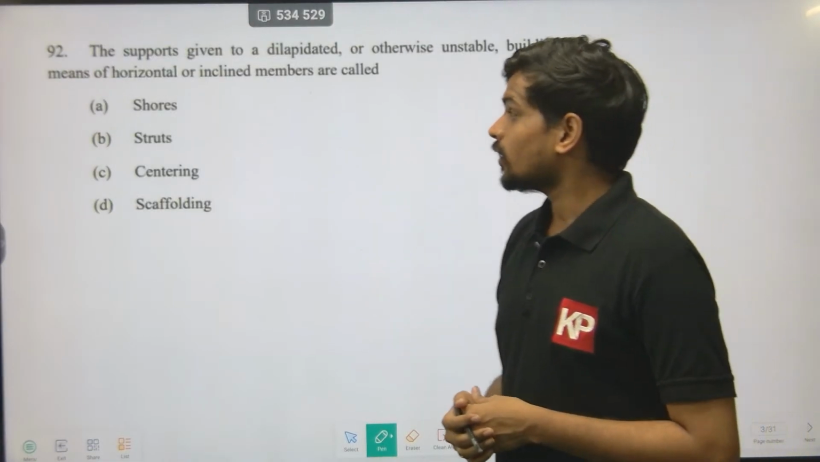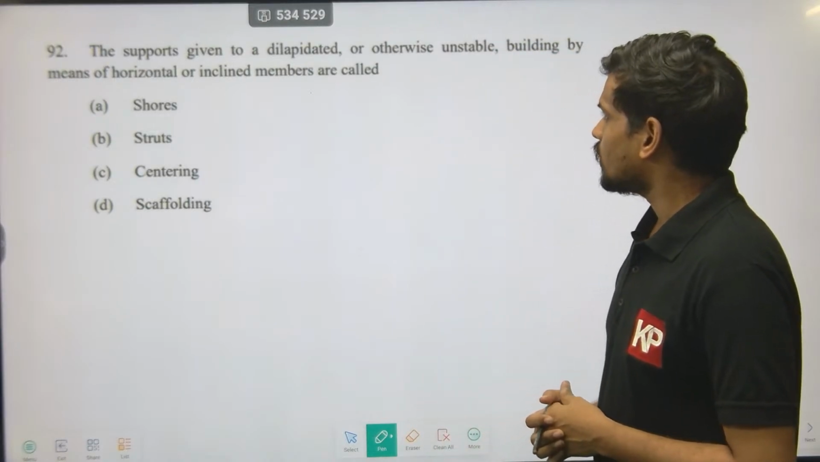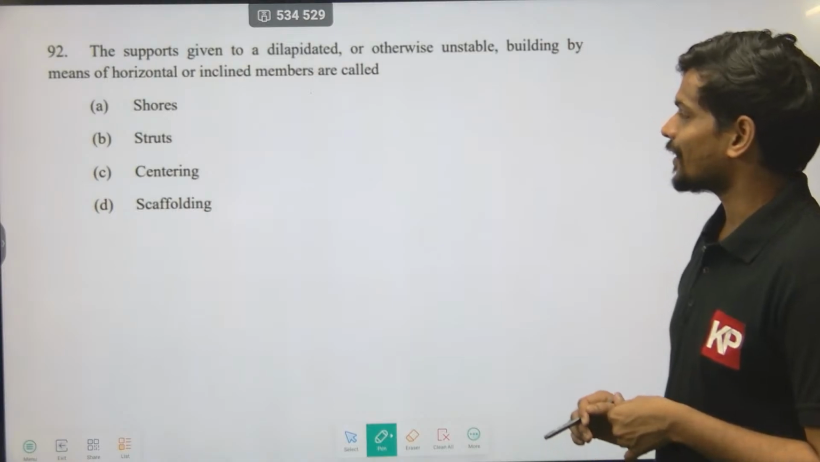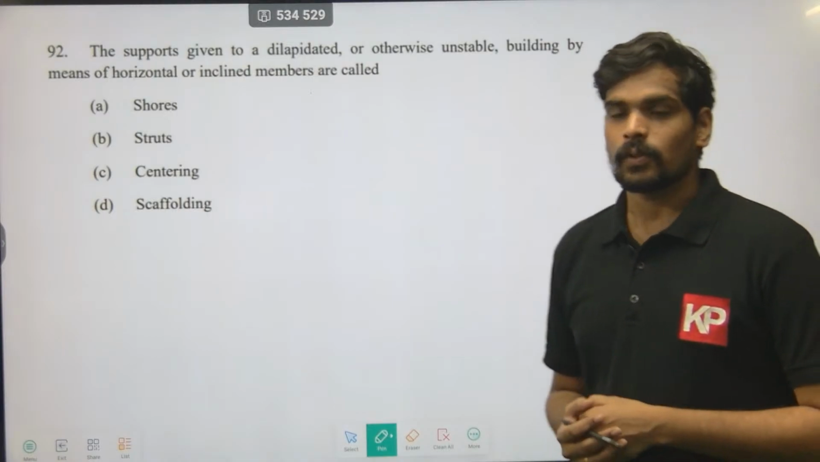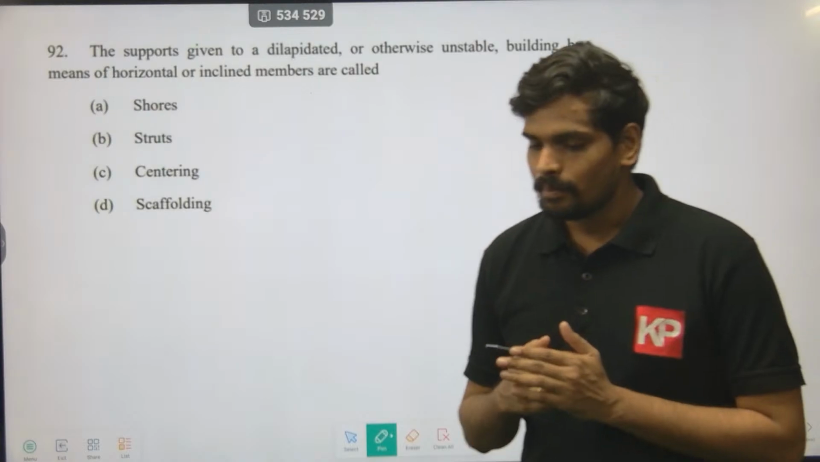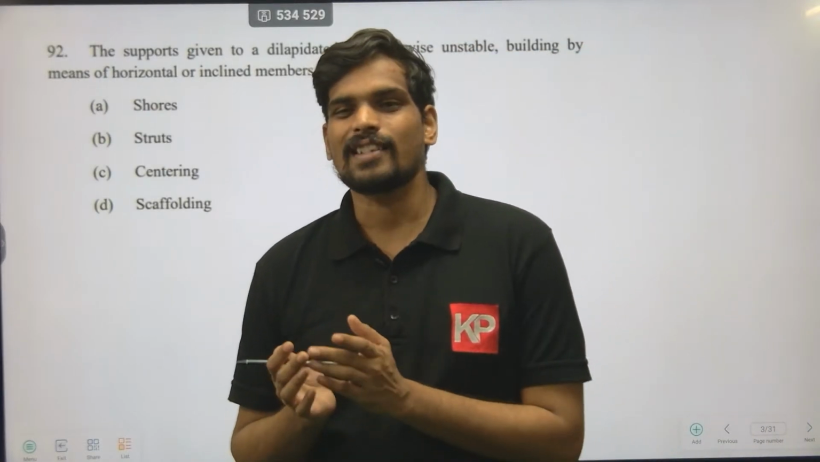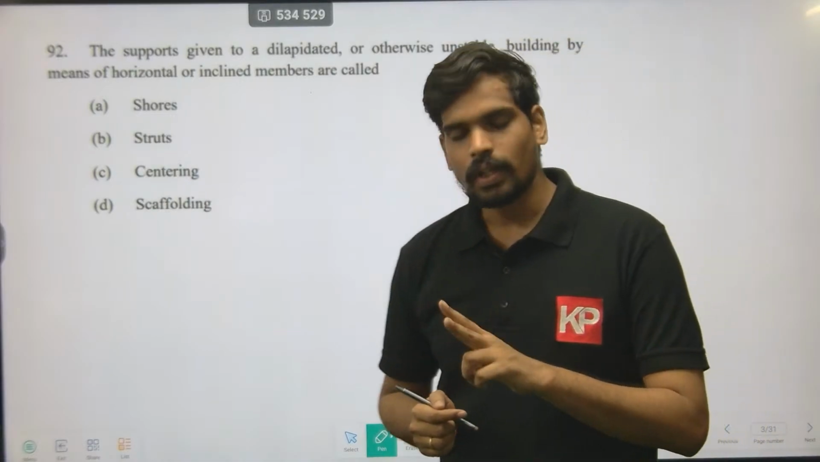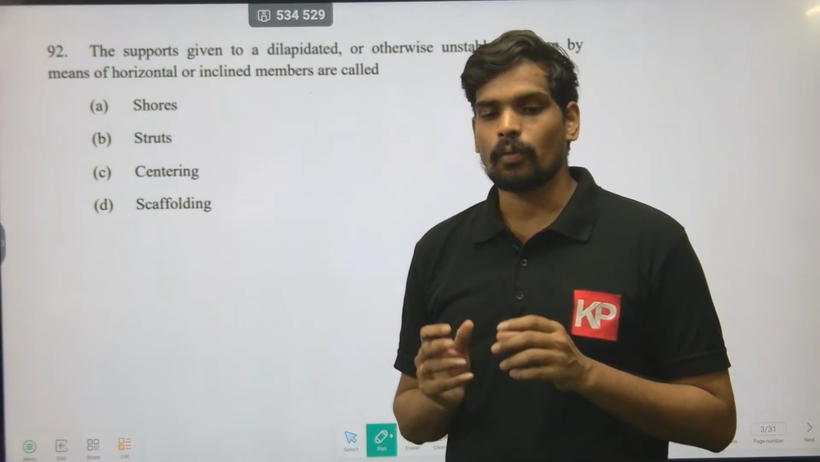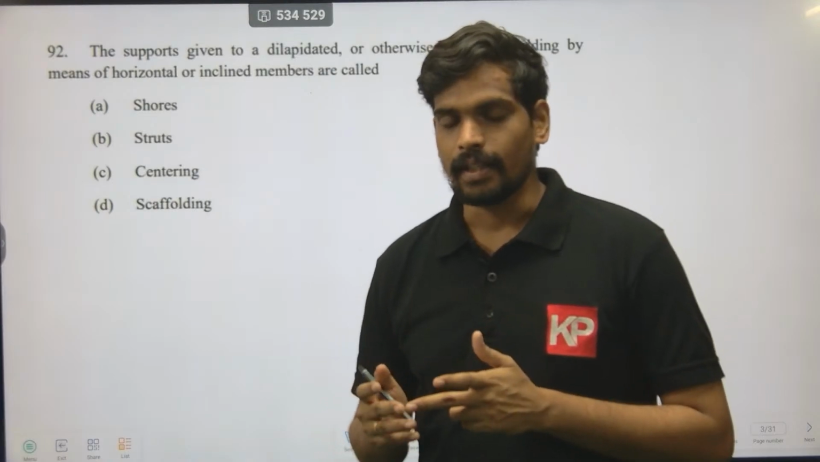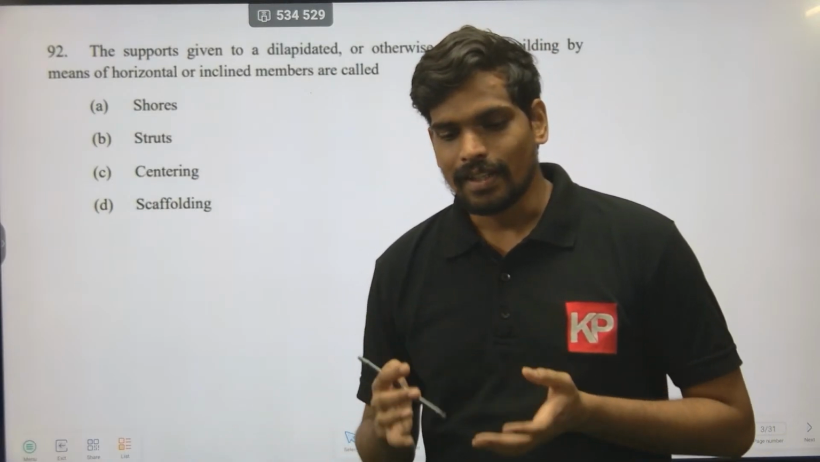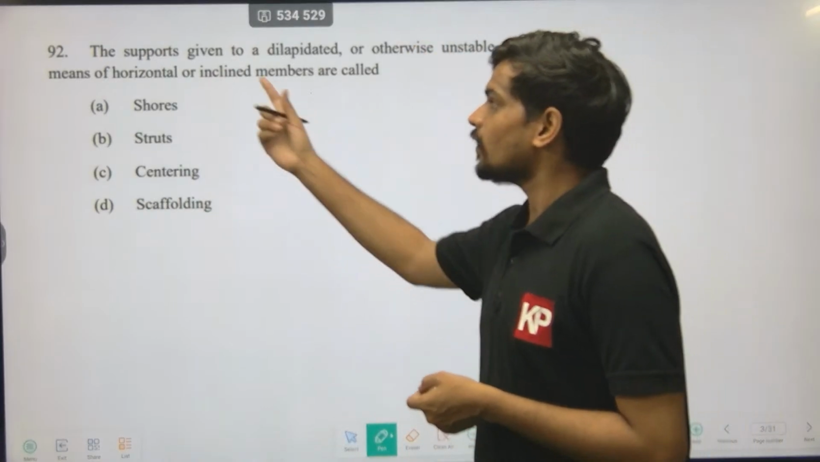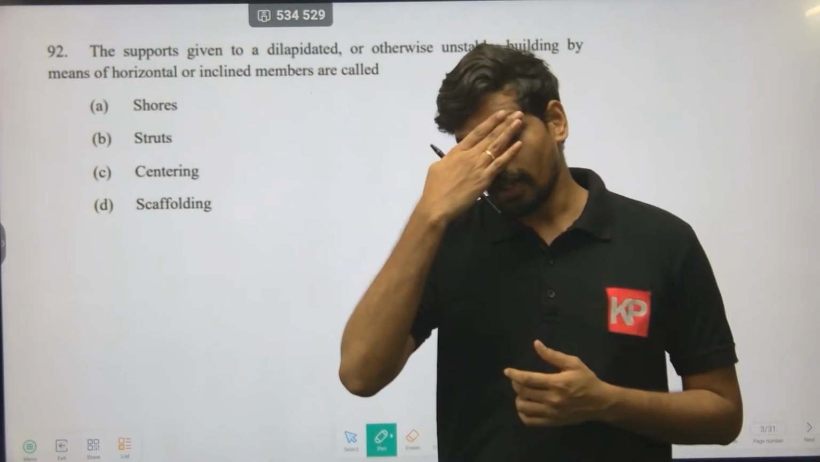Next one: the supports given to a dilapidated or otherwise unstable building by means of horizontal or inclined members are called. So they're talking about a temporary support system which is given to unstable buildings, and it is referred to as shoring. There are two types of strengthening buildings or building components: shoring and underpinning. Underpinning is a technique used to strengthen an existing foundation or an unstable foundation. Shoring, on the other hand, is used to support unsafe structures.